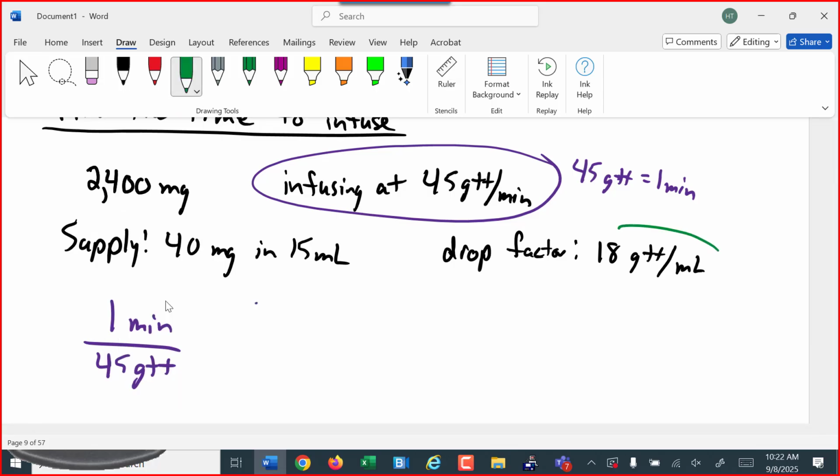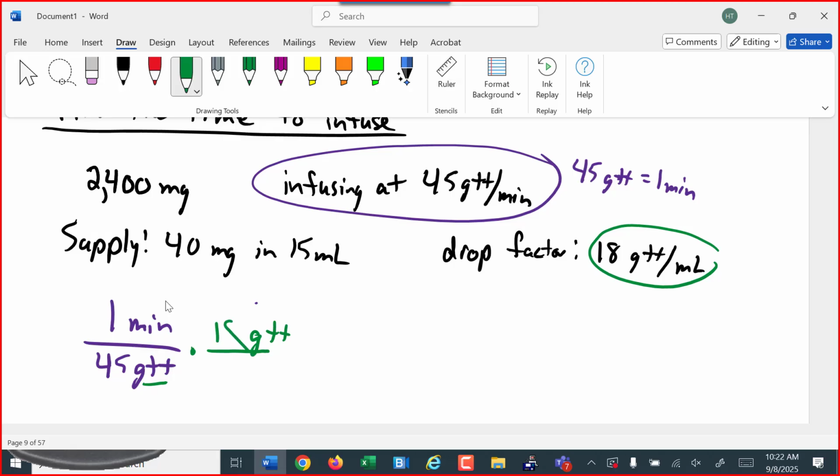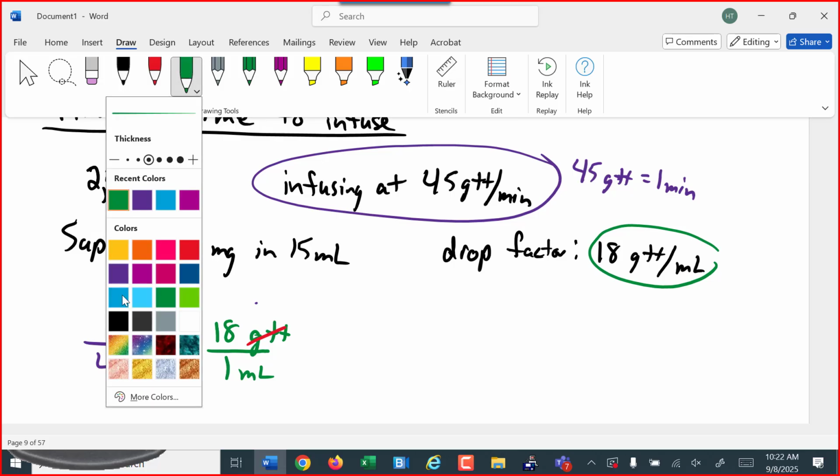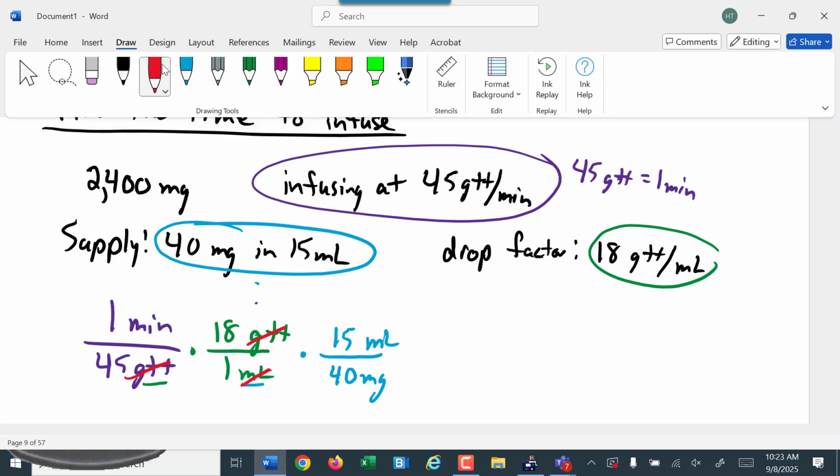Well, my drop factor says that those 18 drops is equivalent to 1 milliliter. So with drops on bottom, I'll put drops on top here. 18 drops equivalent to 1 milliliter. The drops can cancel out. Well, I don't want the milliliters there either. I just want minutes. So I look at my supply and it tells me that 15 milliliters is equivalent to 40 milligrams. So I have milliliters on bottom, so I'm going to put milliliters on top. 15 milliliters and 40 milligrams. The milliliters cancel out.